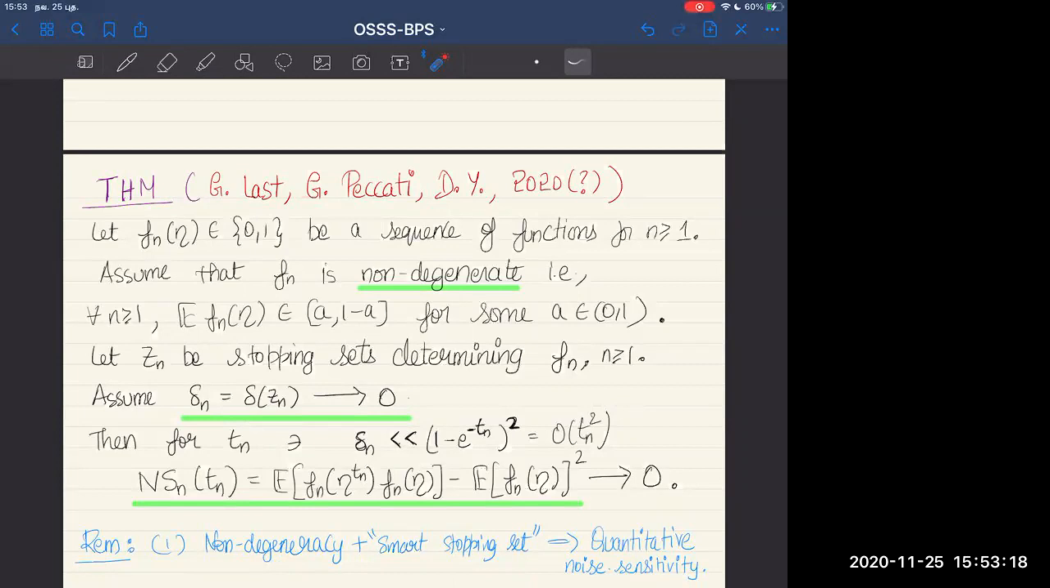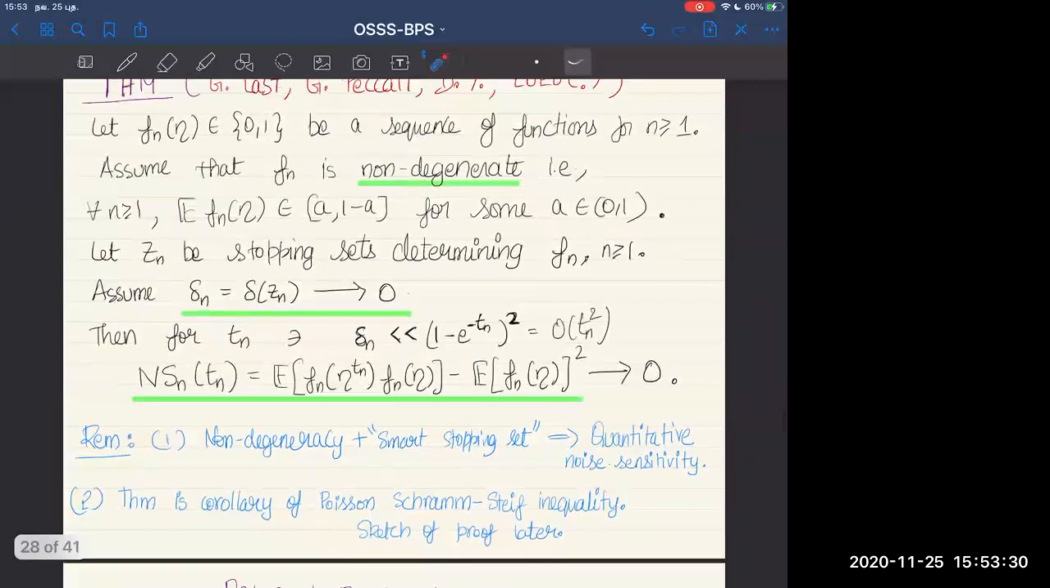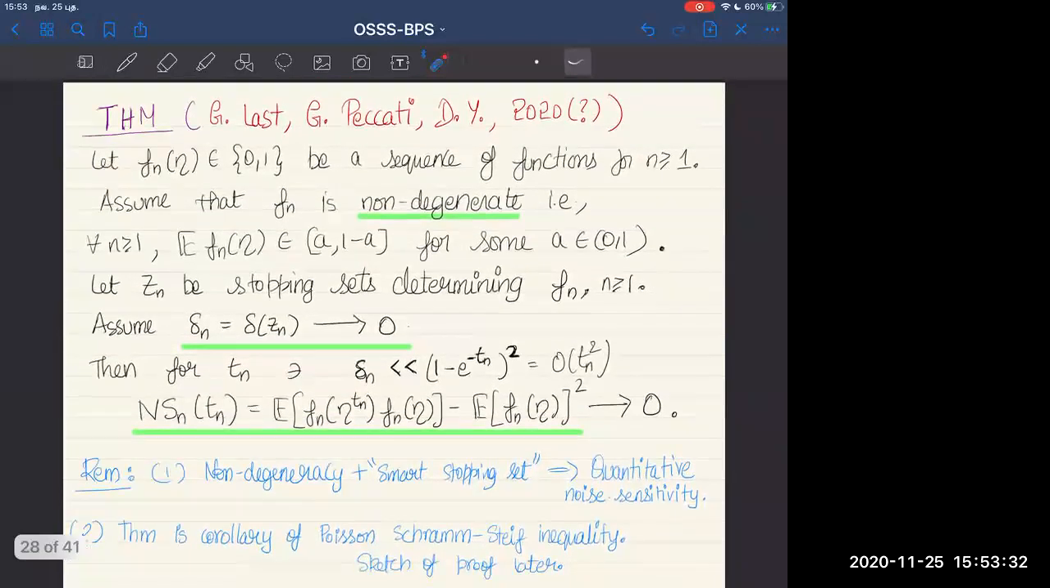I know, also not for every T, I can allow T to vary with N. So that's quantitative, it's telling the scale Tn. That's why we call it quantitative. And this theorem is actually a very easy corollary of the Poisson Schramm-Steif inequality. We will discuss this later. I will try to indicate the Schramm-Steif inequality later.